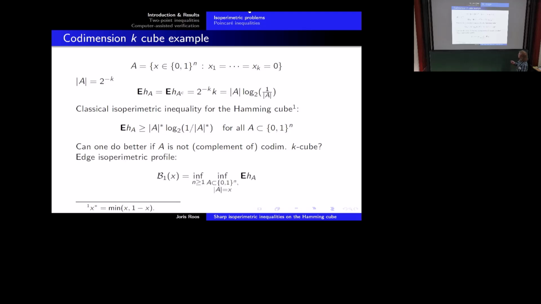And so in general, I could ask what is again the answer to the minimization problem, and the function that comes up is the edge isoperimetric profile. So for every x, it's my fixed volume. I want to minimize over all n and over all sets of that volume. What is the edge boundary measure?